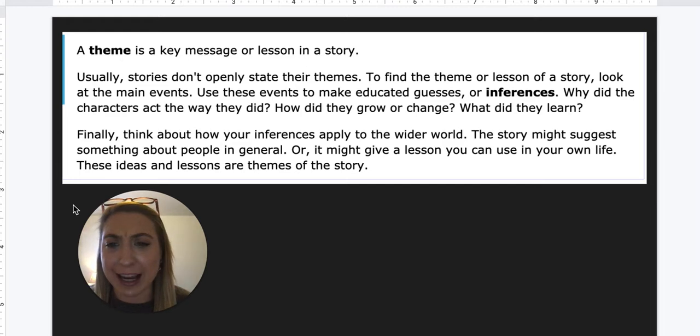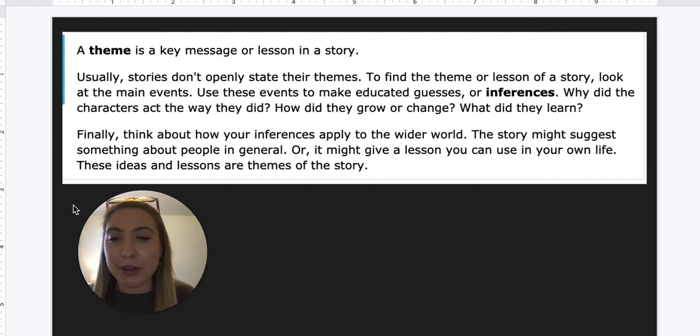Why did the characters act the way they did? How did they grow? How did they change? What did they learn from this? Or what did I learn from reading this? Finally, we have to think about our inferences and apply them to the wider world. The story might suggest something about people in general, or it might give a lesson you can use in your own life. These ideas and lessons are themes of a story. So what we're learning from what we read is going to be our theme from today. These are good stories meant to entertain us, but they're also here to teach us something.